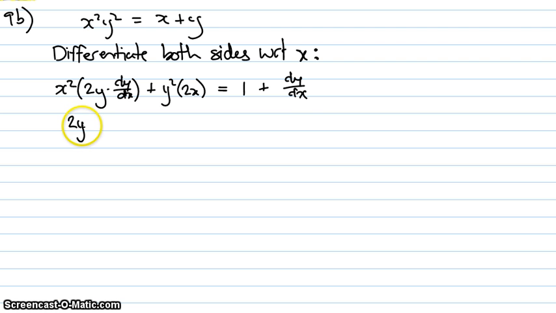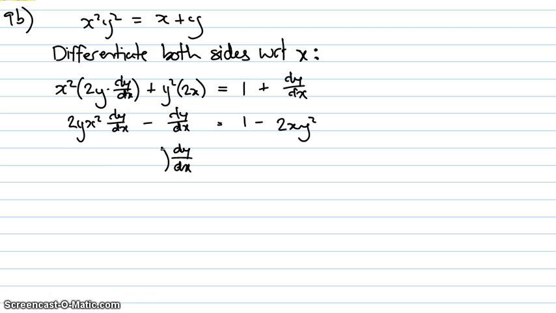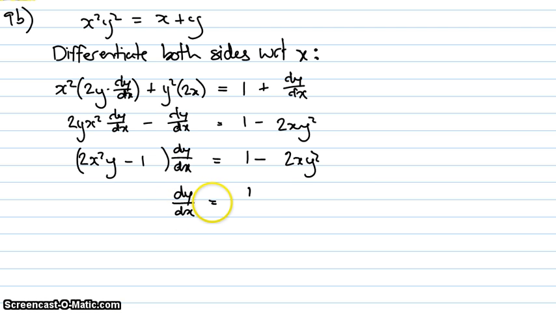So 2y x squared dy by dx minus dy by dx is equal to 1 minus 2xy squared. Factorizing out dy by dx, we get 2x squared y minus 1, times dy by dx, is equal to 1 minus 2xy squared. And so dy by dx is equal to 1 minus 2xy squared over 2x squared y minus 1. So that brings us to the end of 9b. What about 9c?